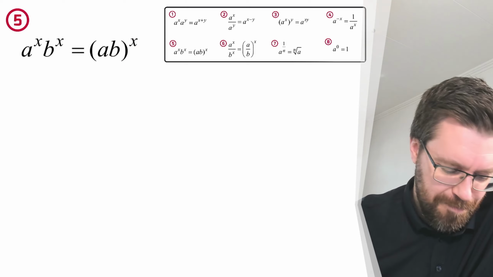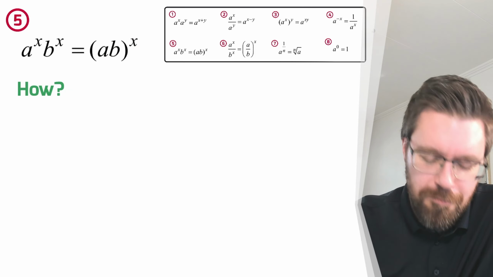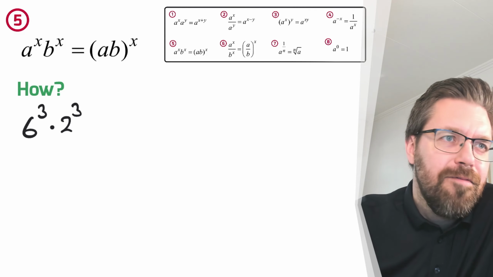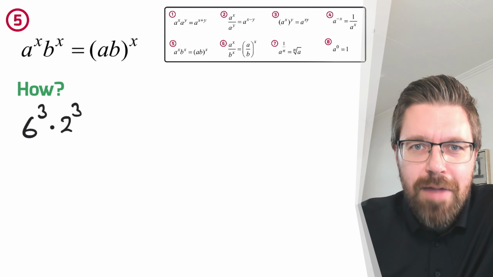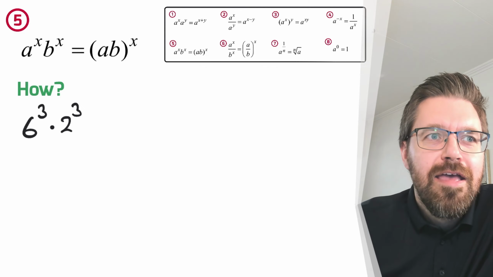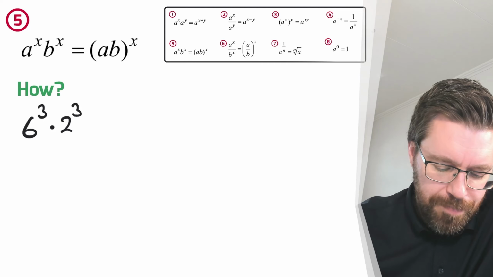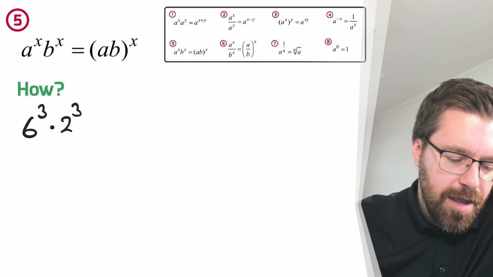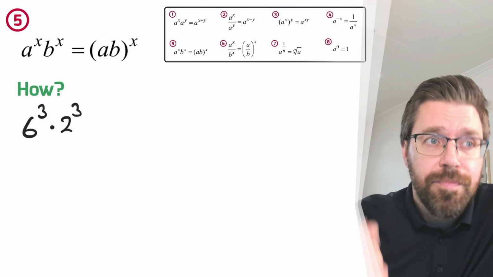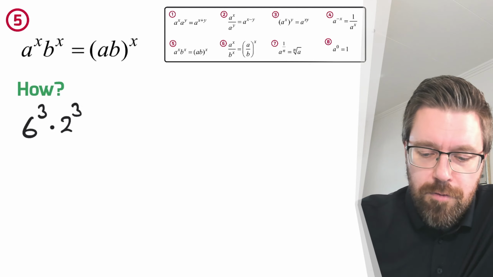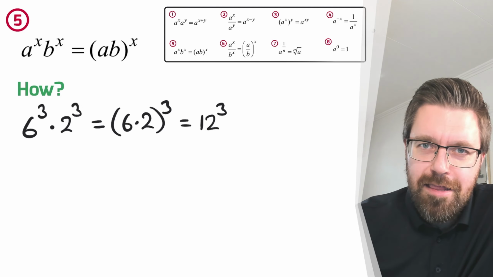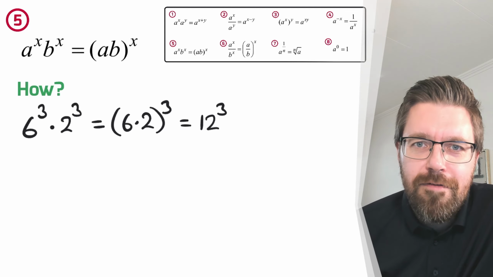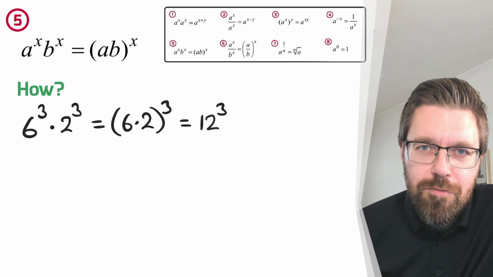But first, we take a quick example of how it works. If we have like this, we have the same exponent, 6 raised by 3, and then times 2 raised by 3. You can multiply these bases with each other. 6 times 2 equals 12, so we can write it like this, and then like this. So it equals 12 raised by 3.